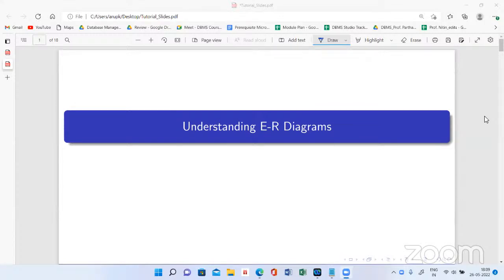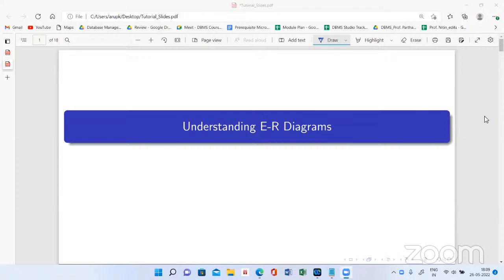Now, the relationship looks at how these entities could be associated or related to each other. So there are two things, entities and relationships. From them, we derive another two things, entity sets and relationship sets. What is an entity set? The collection of similar kinds of entities, entities having similar kinds of attributes.